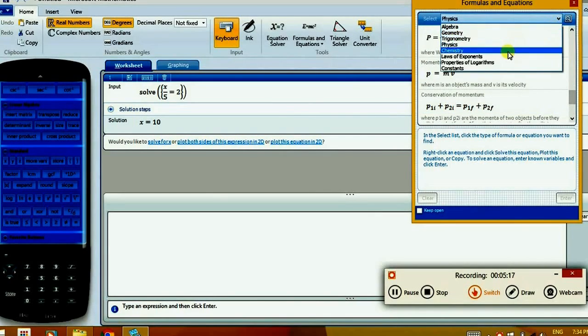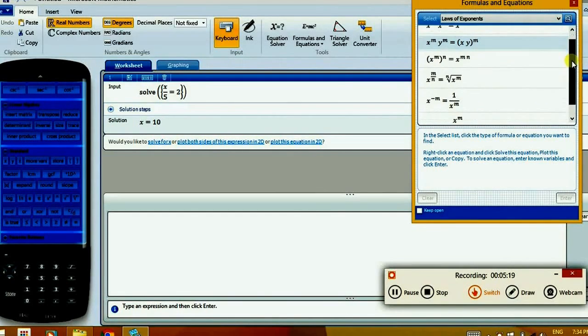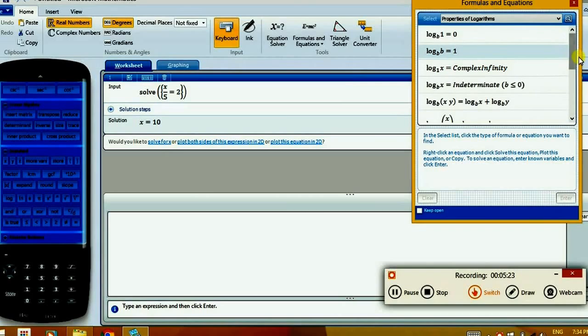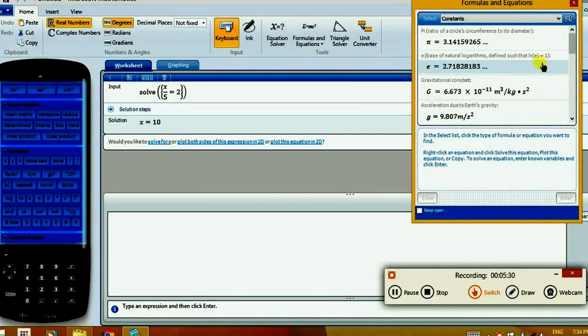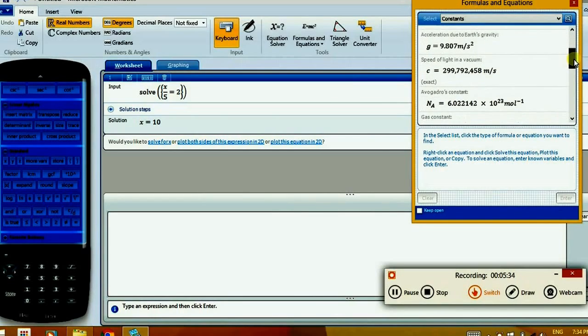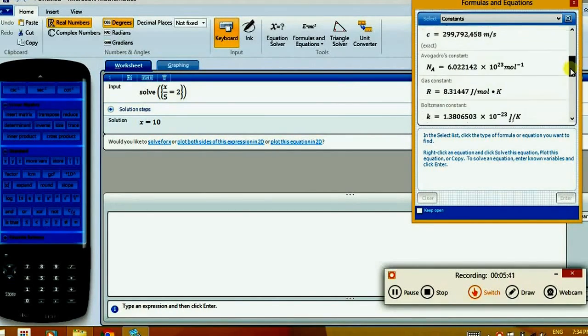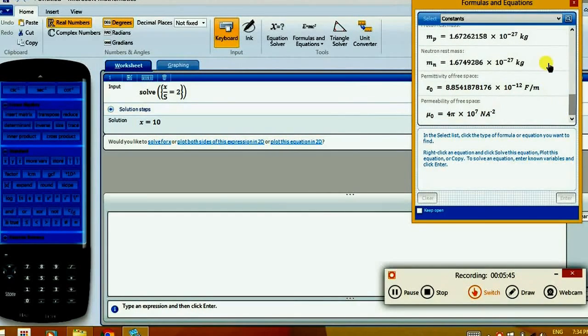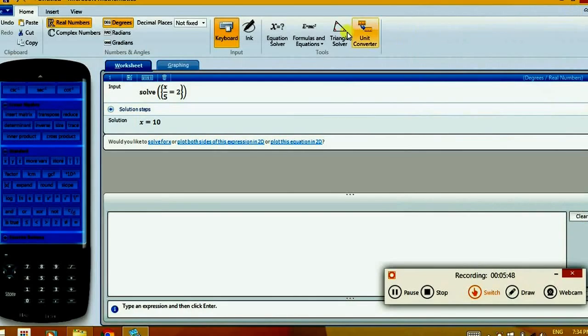The law of exponents is quite useful, and we may know them because we learned them in 6th or 7th class. Also, we have some properties of logarithm, and I would explain them in my lecture on logarithm. And we have constants like pi, e, capital G, the gravitational constant or the Cavendish constant, small g, the acceleration of Earth's gravity or the gravitational field intensity, speed of light, Avogadro constant, gas constant, Boltzmann constant, everything related to that. So we have these constants. Then there is a triangle solver.